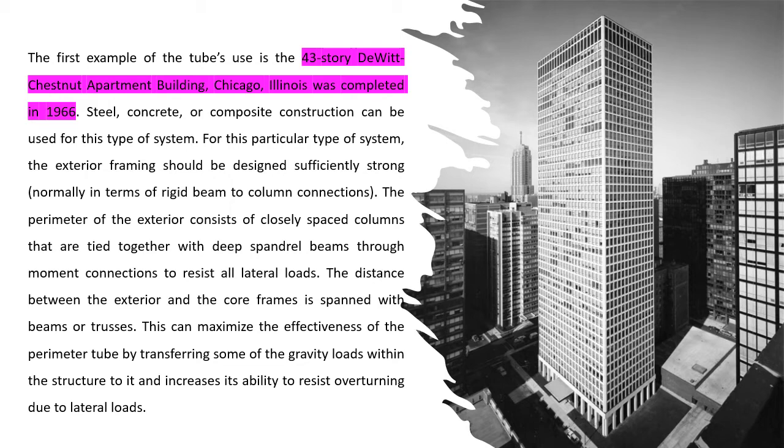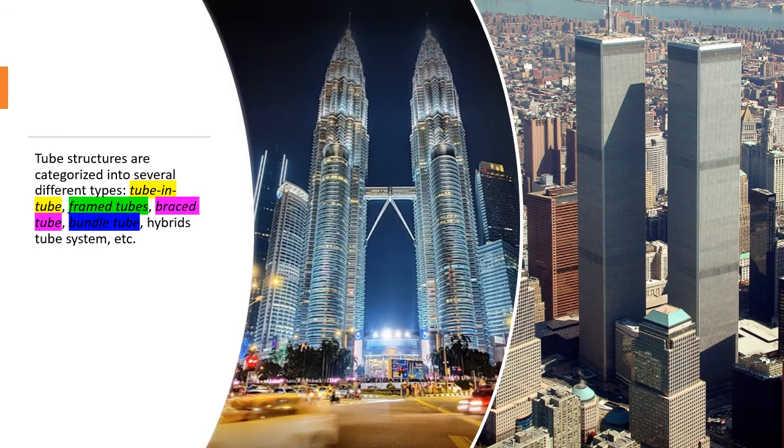This can maximize the effectiveness of the perimeter tube by transferring some of the gravity loads within the structure to it and increases its ability to resist overturning due to lateral loads. The tube structures are categorized in several different types: tube in tube, frame tubes, brace tube, bundle tube, hybrid tube system.